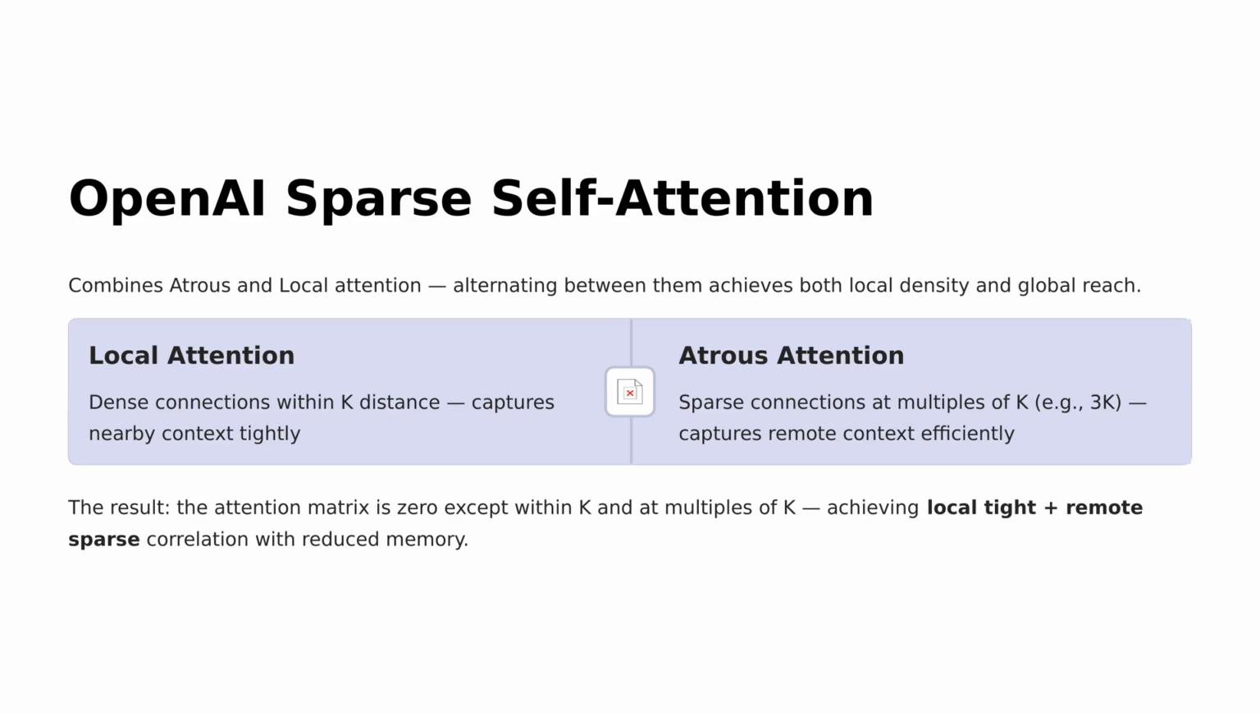This leads to an attention matrix that's zeroed out except within k and at multiples of k, optimizing correlations and reducing memory usage.